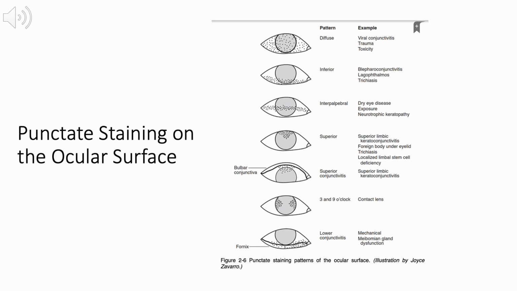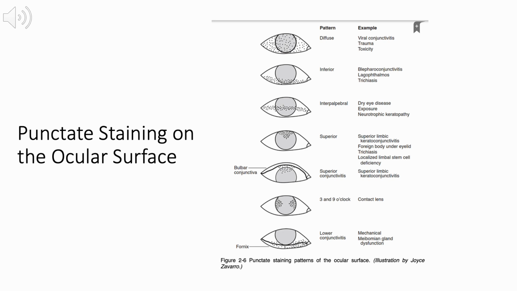Superior staining is associated with conditions like superior limbic keratoconjunctivitis or trichiasis, where upper lid lashes irritate the corneal surface. 3 and 9 o'clock staining often points to contact lens-related issues, typically due to poor lens fit or inadequate tear exchange. Fornix or lower conjunctival staining can be linked to meibomian gland dysfunction.